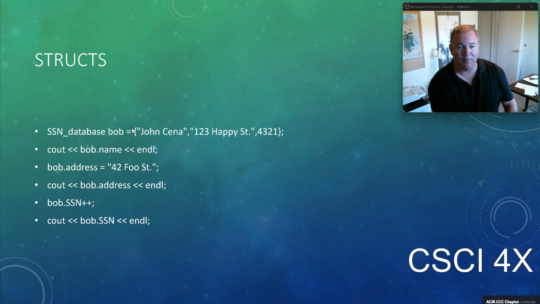So here, Bob's address was originally 123 Happy Street. Now Bob's address is 42 Foo Street. We overrode it. This value never gets used in our code here. And then we output it. Okay, last question.